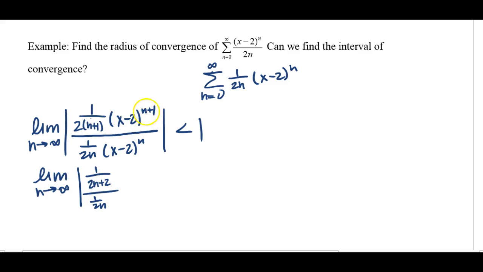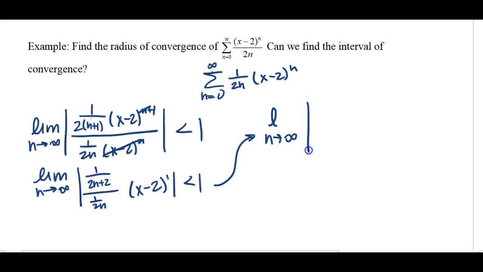And then let's go ahead and simplify this in one step. I have (x minus 2)^(n+1) over (x minus 2)^n, so this will cancel, and I will only have one copy of x minus 2 on the top, so I have (x minus 2) to the 1 left. That needs to be less than 1. I'm running out of space, so I'm going to bring my work up here. The limit as n approaches infinity of the absolute value of, if I multiply by the reciprocal, 2n over 2n plus 2 times (x minus 2), has to be less than 1. So now let's evaluate my limit.